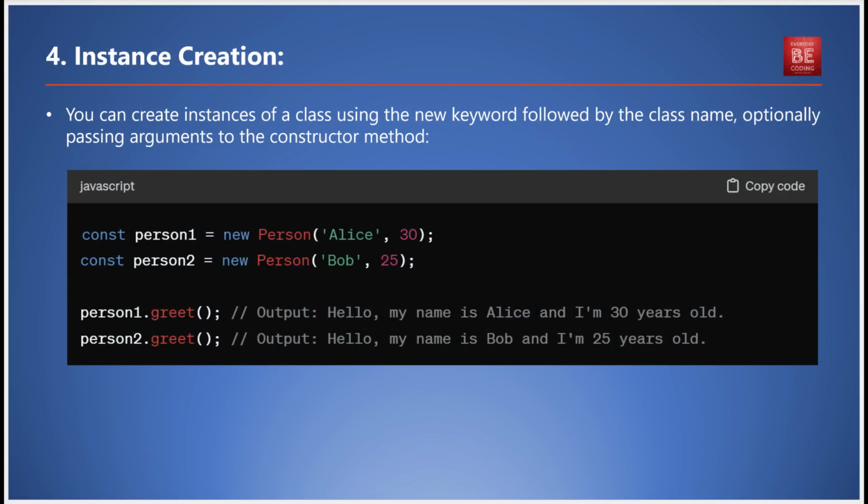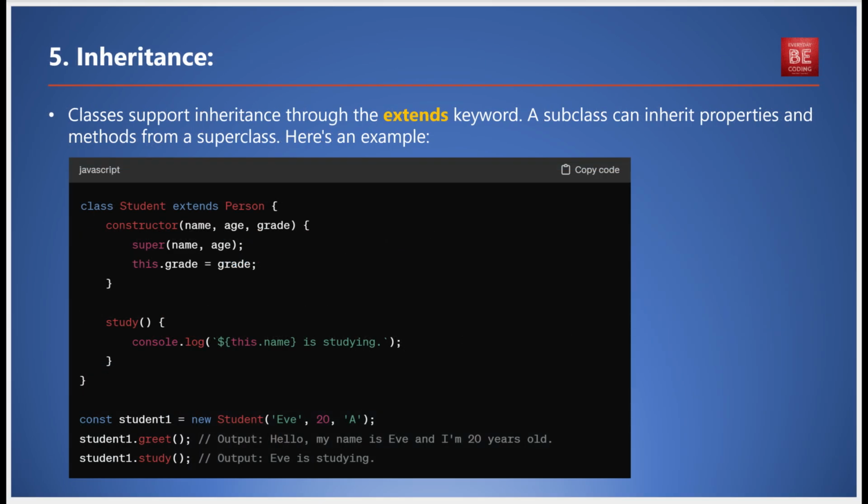Creating instances of a class is also simple. You use the new keyword followed by the class name, and you can pass arguments to the constructor method. So, if you create two instances of the Person class, Alice and Bob, they can each greet you using their own greet method. Inheritance is another powerful feature of classes.